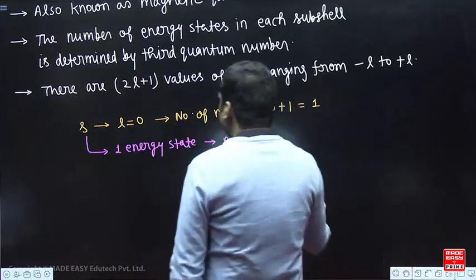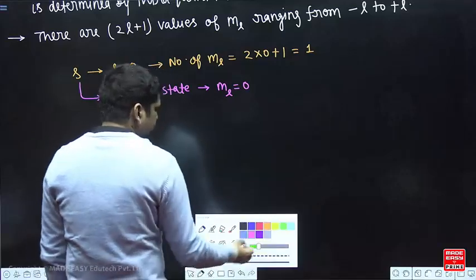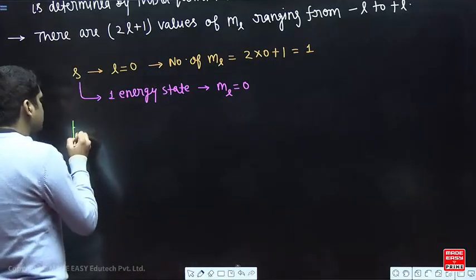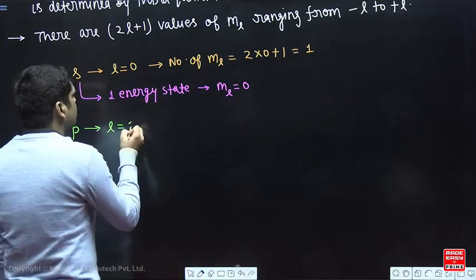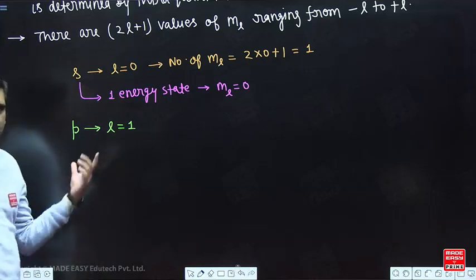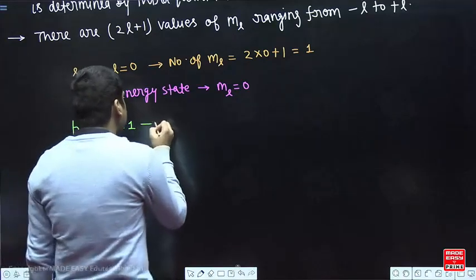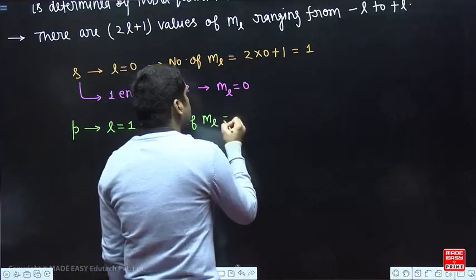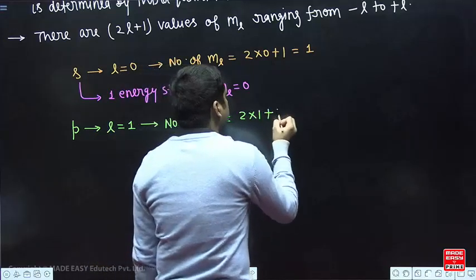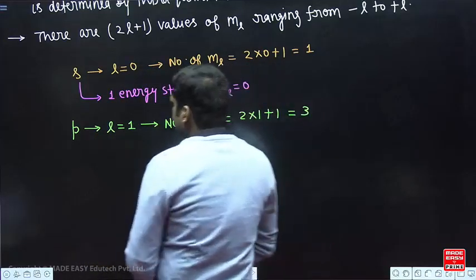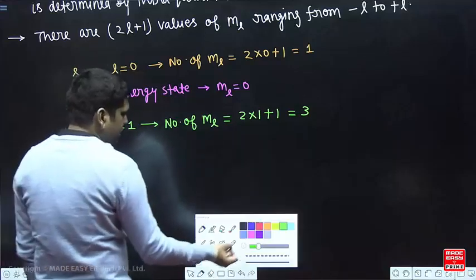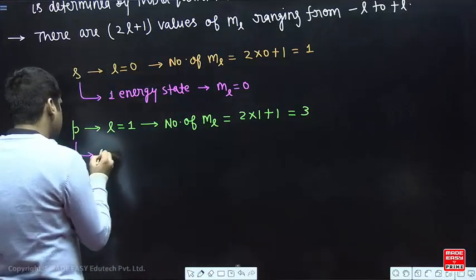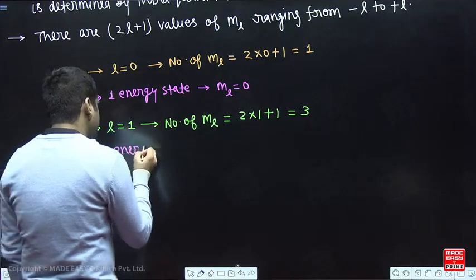Let us suppose you talk about P subcell. In the P subcell you have L is equal to 1. L is equal to 1 denotes P subcell. So the number of ml is 2 into 1 plus 1, that is 3. It means P subcell has 3 energy states.